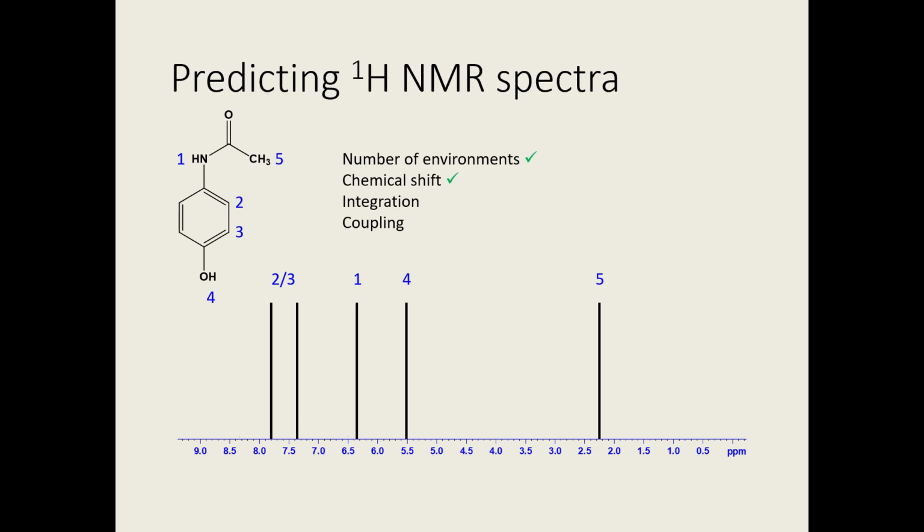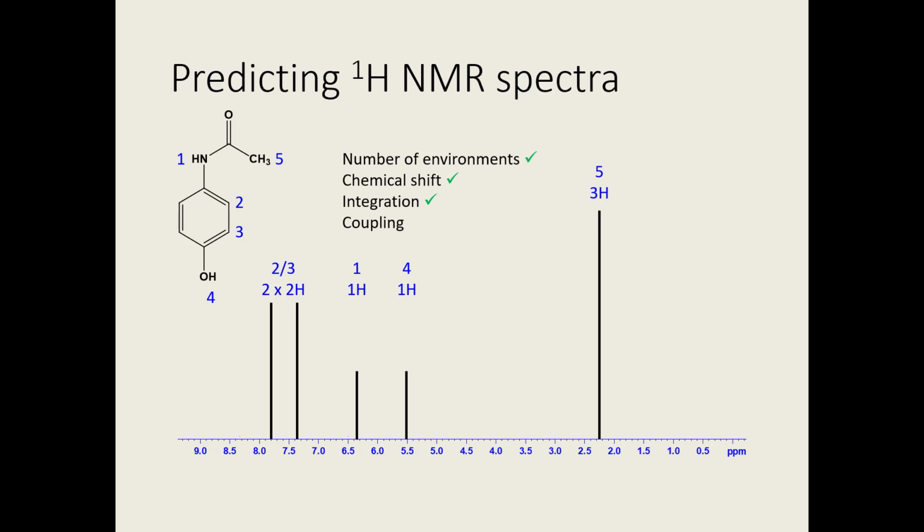We have our 5 peaks in the correct places, and now we need to consider the integration. The 2 aromatic signals are still 2 protons each, and the OH is still 1 proton. Proton 1 has reduced from 2 to 1 proton. Proton 5, the methyl group, is worth 3. Here are the signals with the correct height ratios.